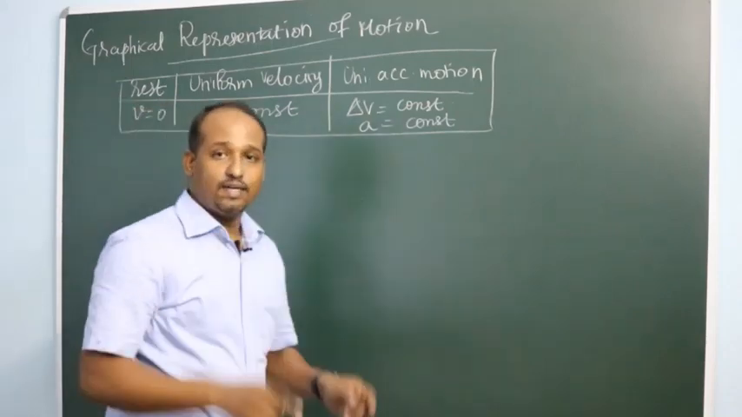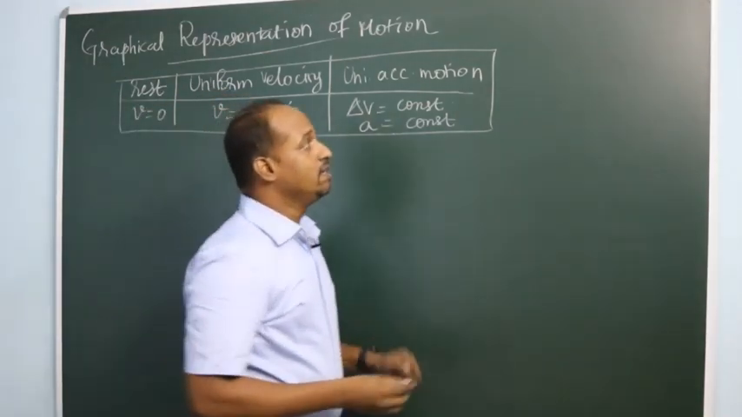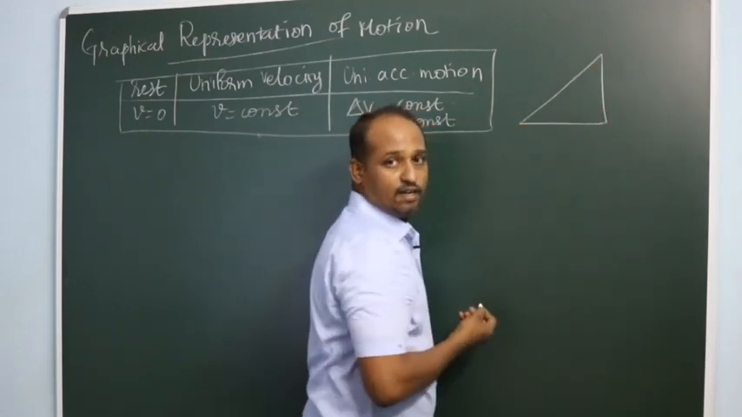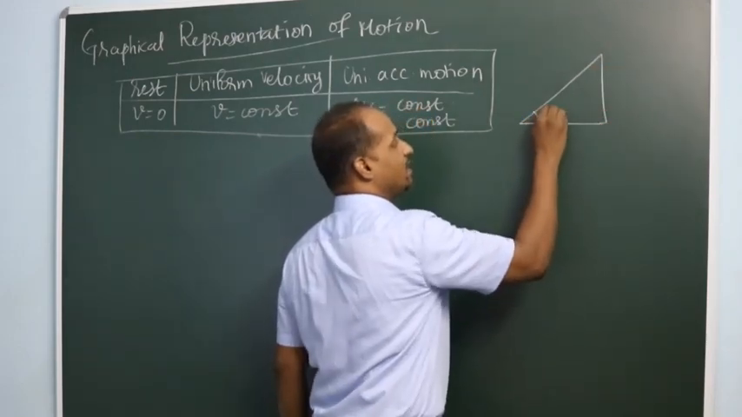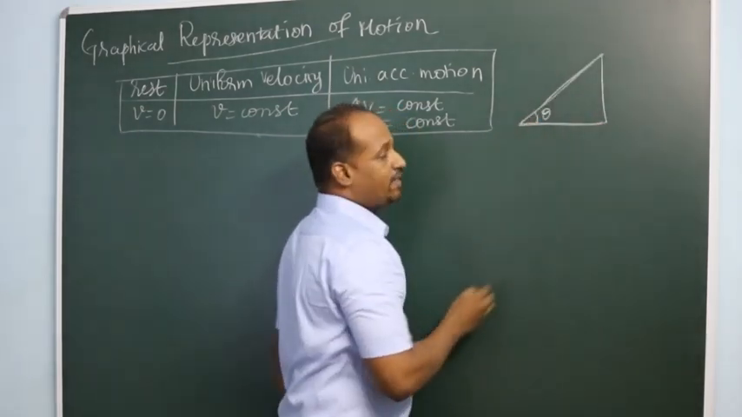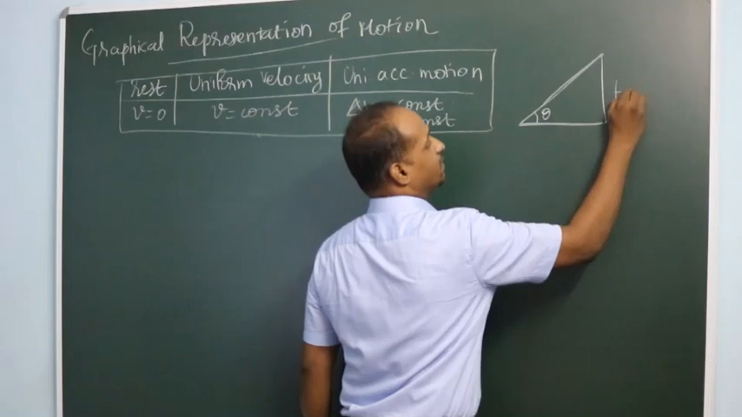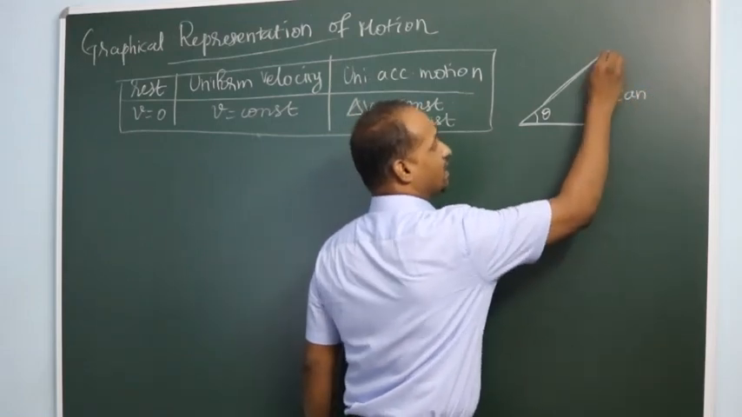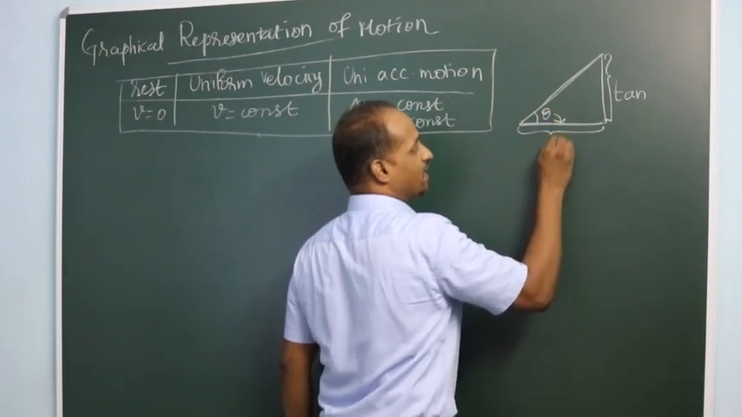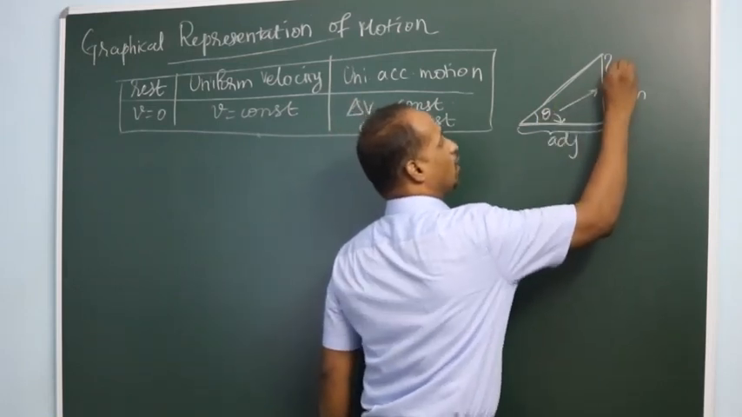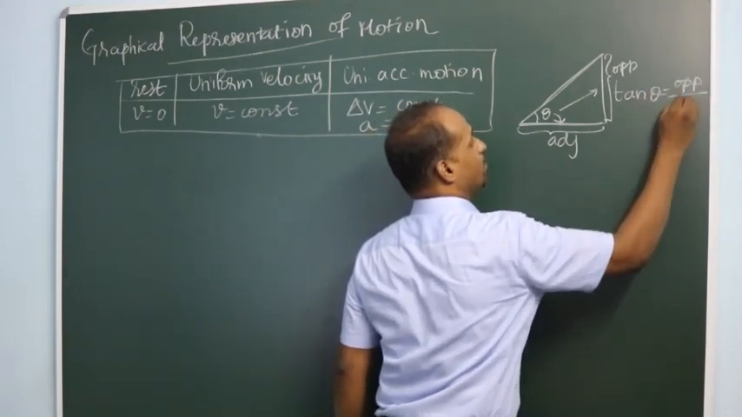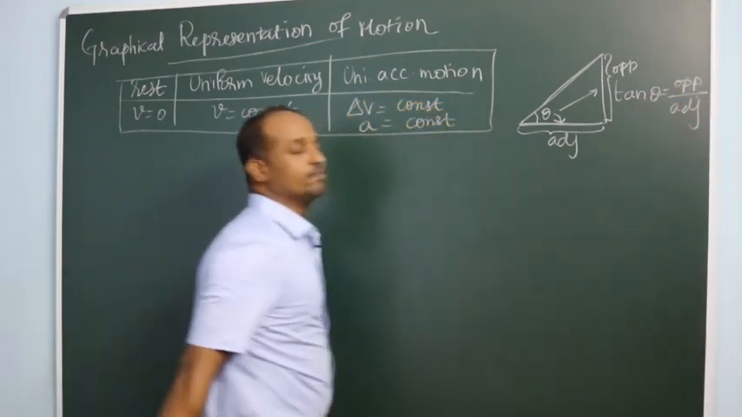So one thing you need to understand is a trigonometrical ratio. If you have a right angle triangle and you mention the angle between these two sides as theta, then tan theta is defined as opposite side by adjacent side. This is theta's adjacent side and this is theta's opposite side. So tan theta is equal to opposite side by adjacent side.